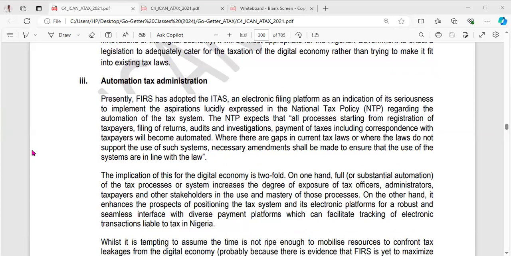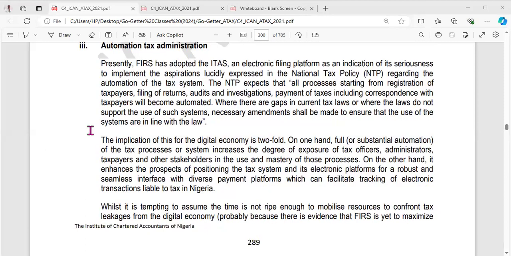As at the time of the writing of this pack, Nigeria adopted the ATAX, which is an electronic filing platform. But now Nigeria is using the Tax Pro Max. In the adoption of the Tax Pro Max, in automating tax administration, it will ensure that starting from registration of taxpayer, filing of tax returns, paying of taxes, audit and investigation are being automated.